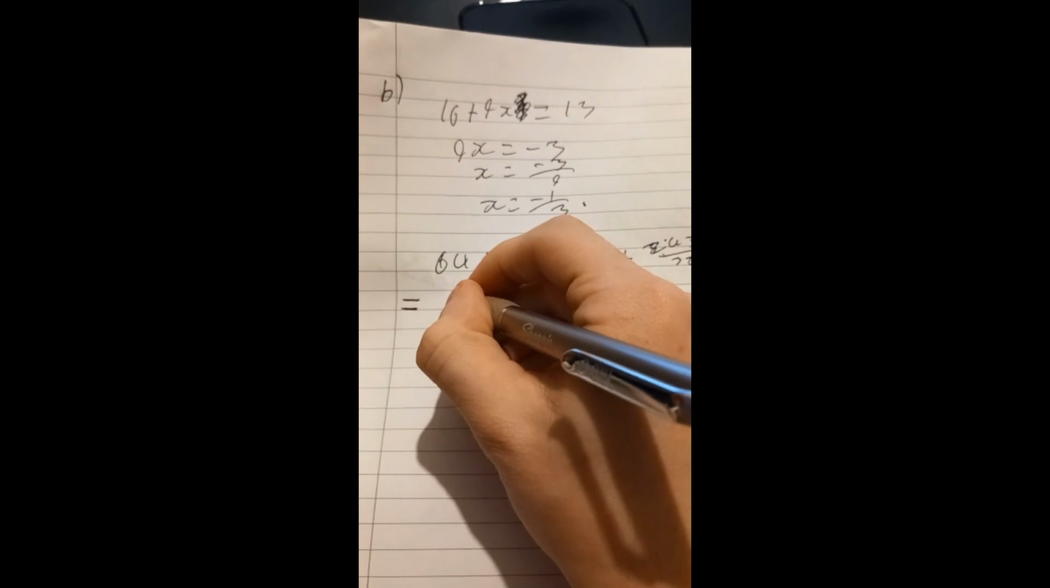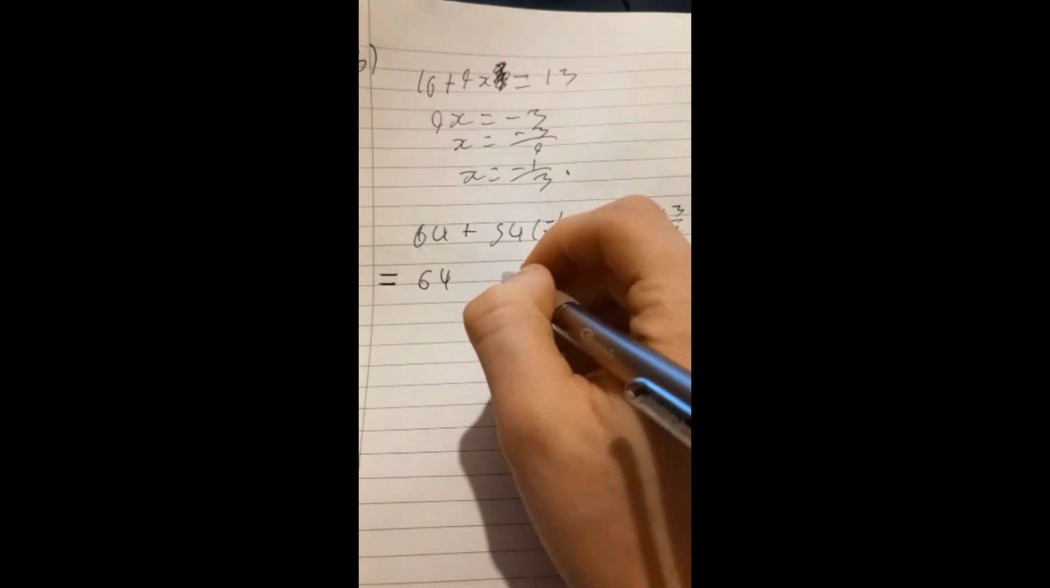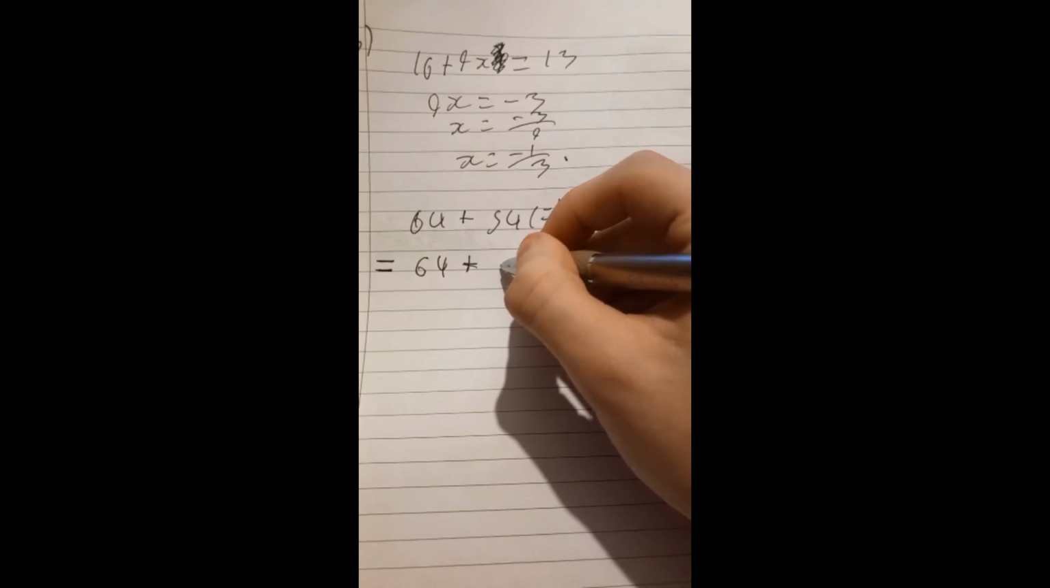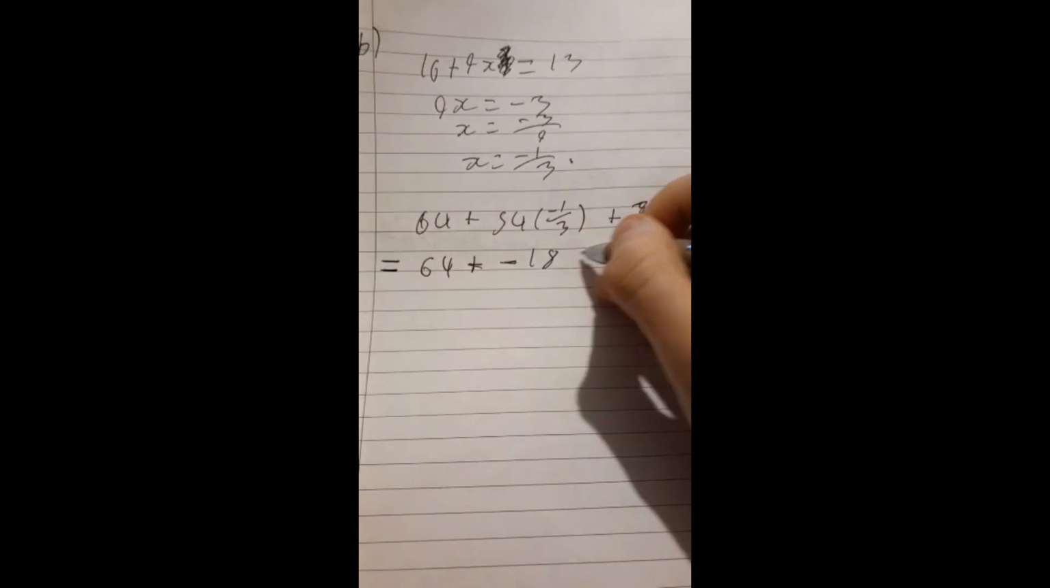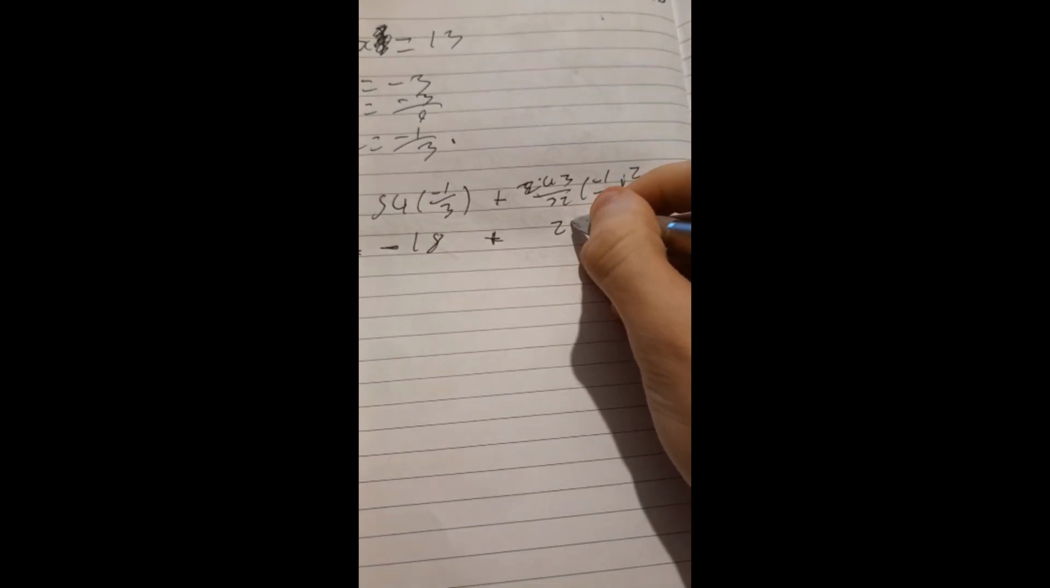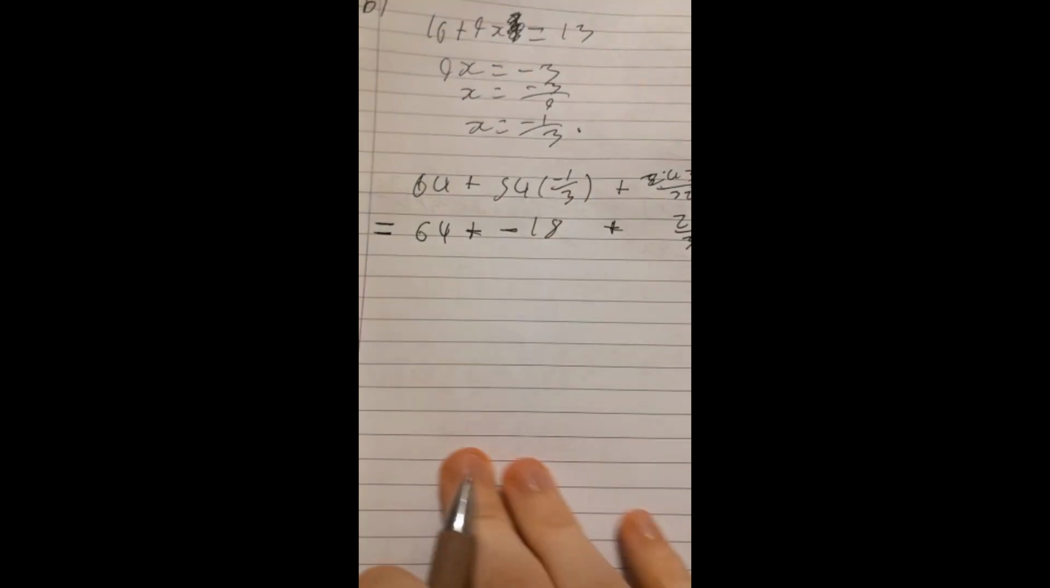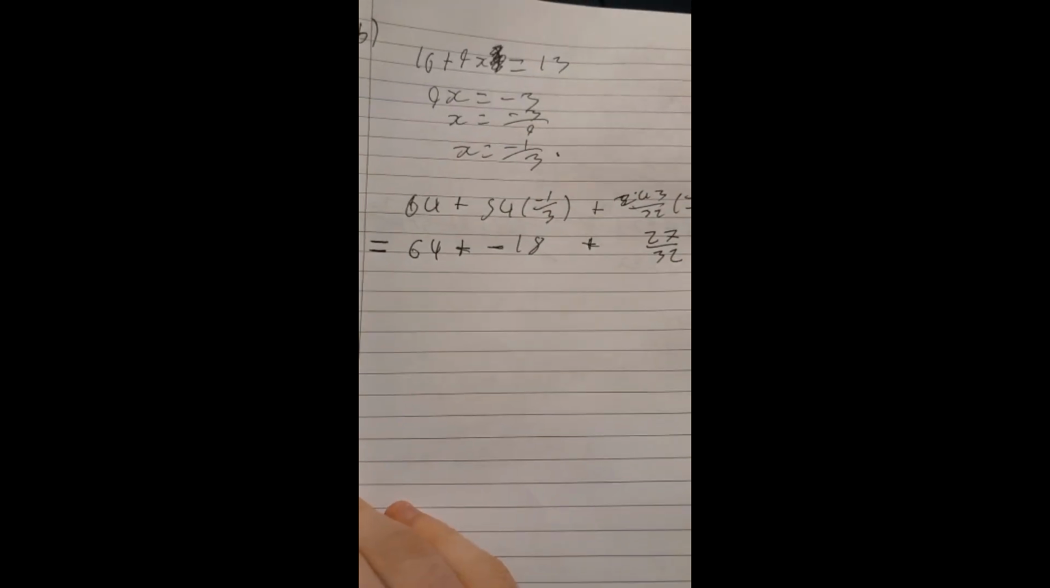So that's going to give us, there's no x's in 64, so that's 64. And that's going to give us minus 18. And this is going to give us 27 over 32. I'm sure we saw that number before. But anyway, so this is how we're going to work it out.